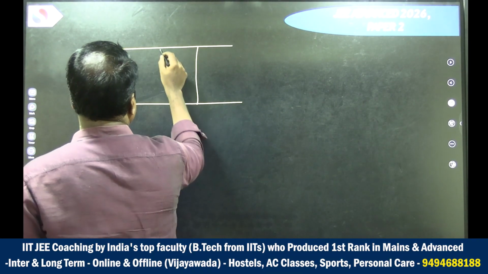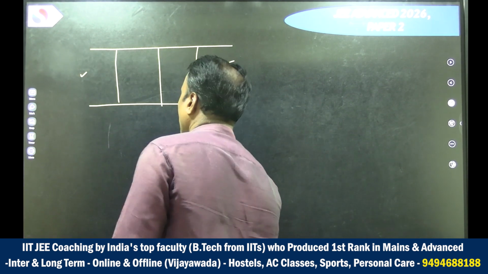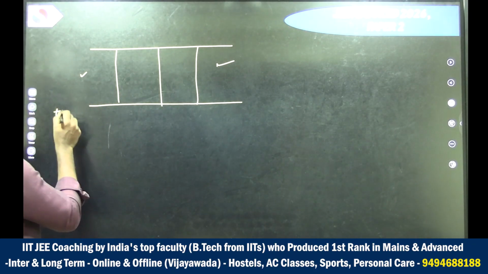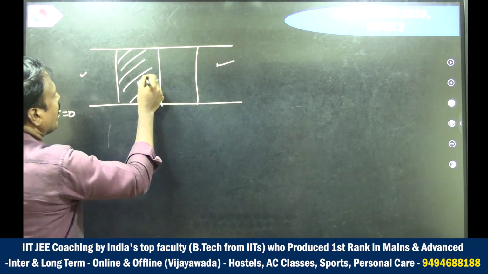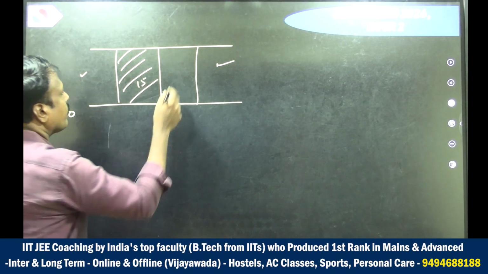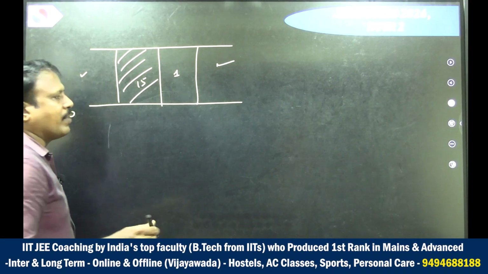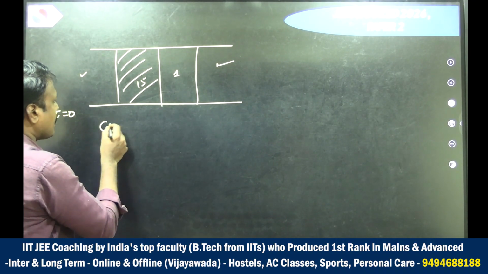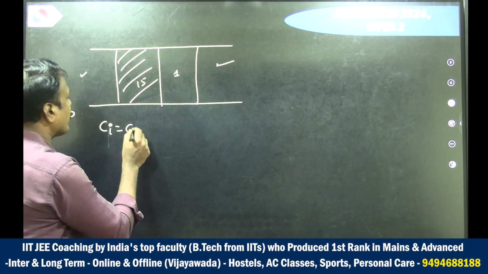The extreme left and right are not filled. Initially, at time t equal to 0, this chamber is completely filled with liquid of dielectric constant 15, and this one is not filled, that means empty. The extreme parts, the left and right parts, which are very large in space, have a fixed capacitance.